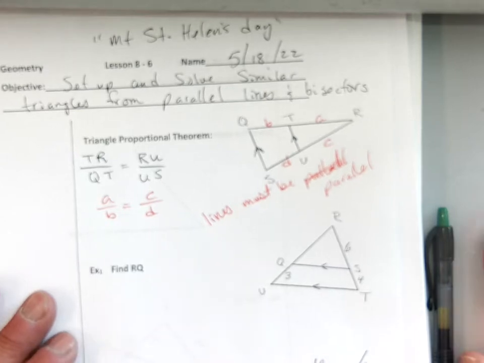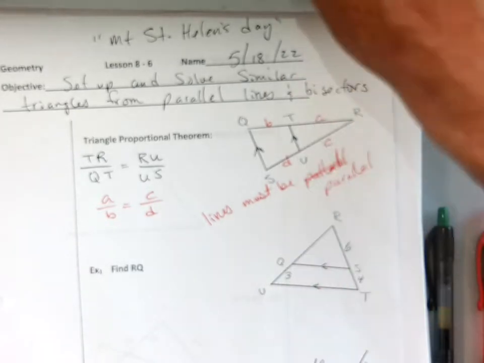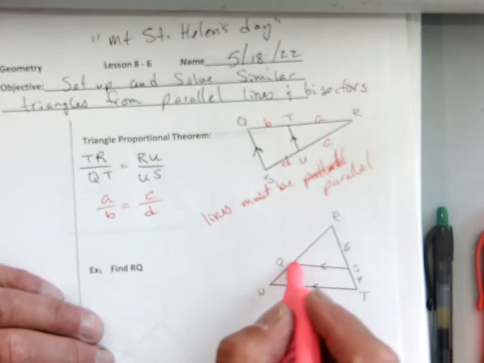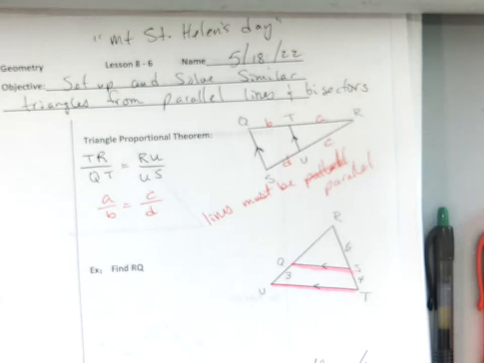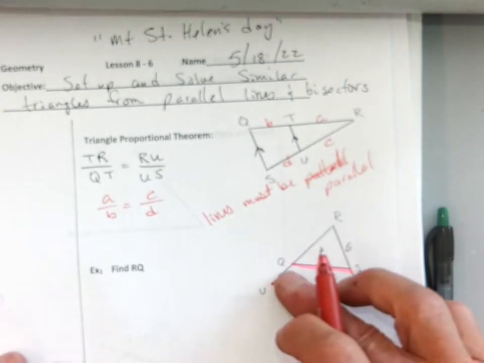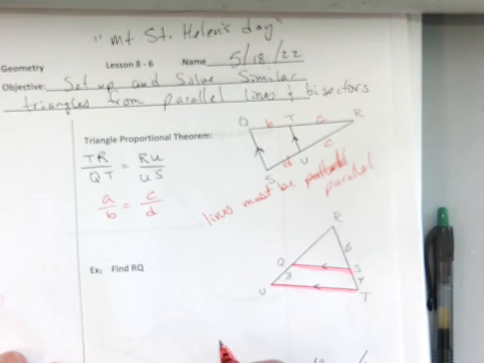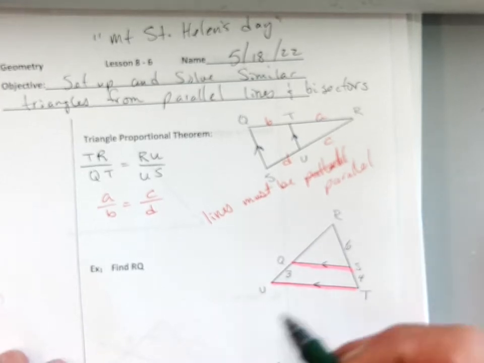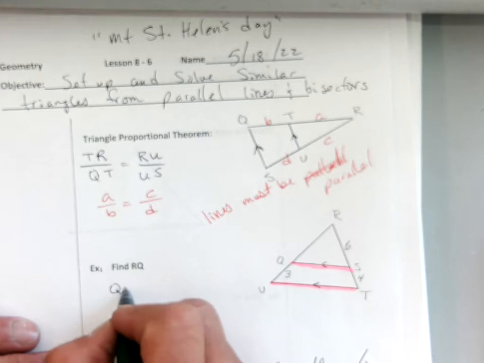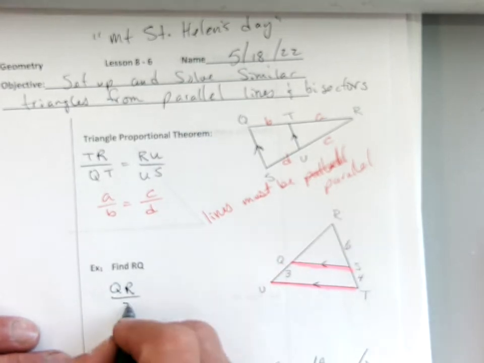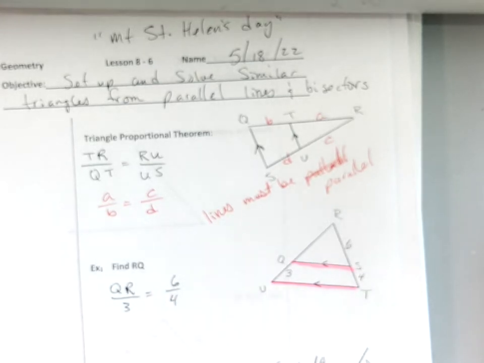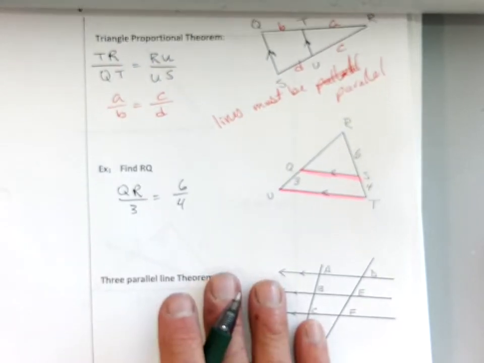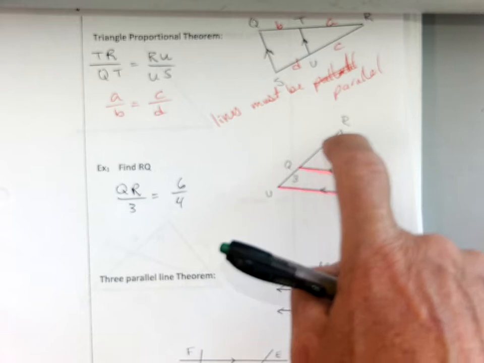So if that's the case, let's look at example 1. Example 1 is pretty easy. I definitely see parallel lines, right? And because I see parallel lines, let's find QR, all right? So I'll set it up and I'll go, okay, QR goes to 3 as 6 goes to 4. You can call QR A if you want to, that's fine also. I just use QR. So this piece goes to this piece as this piece goes to this piece, okay?